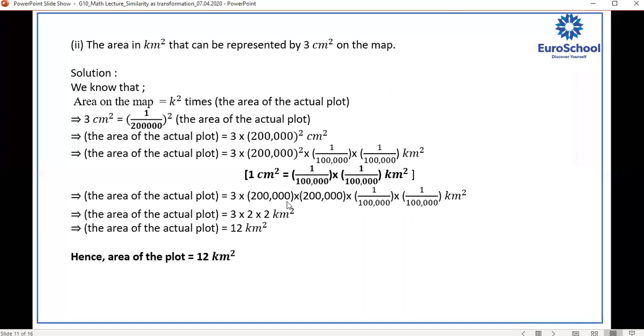Now 5 zeros here, 5 zeros here, 5 zeros here, 5 zeros here. Can we cut these zeros? Yes, ma'am. So area of the actual plot becomes 3 into 2 into 2. Just simple calculation. The moment you start solving it, you will be able to understand how we are getting this.